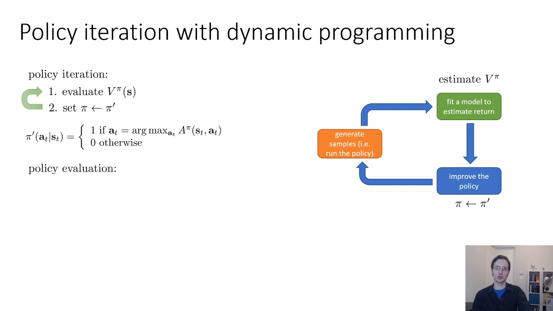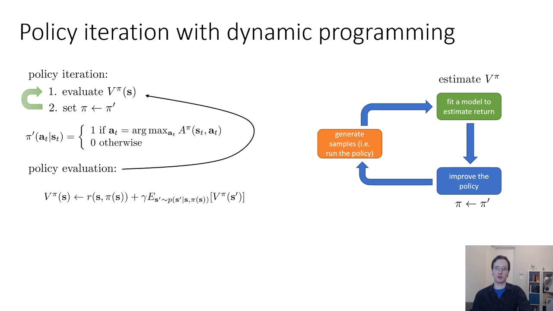So policy evaluation is what goes into step one, and the way that we can do policy evaluation is by repeatedly applying this recursion, by repeatedly setting the value for every state, for every entry in our table, to be the reward at that state plus the expected value of the value at the next state. And we just repeat this multiple times. You can prove that repeating this recursion eventually converges to a fixed point, and this fixed point is the true value function V pi.